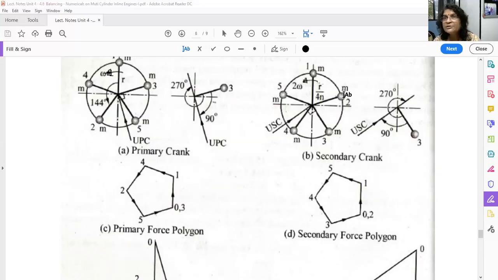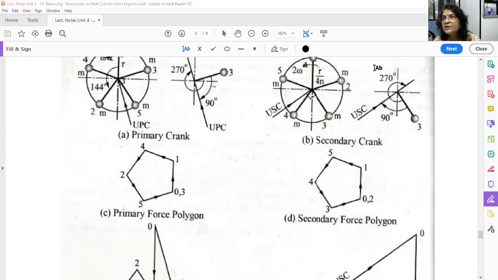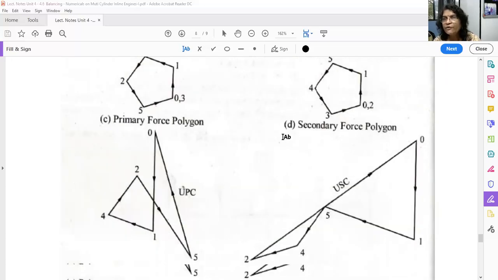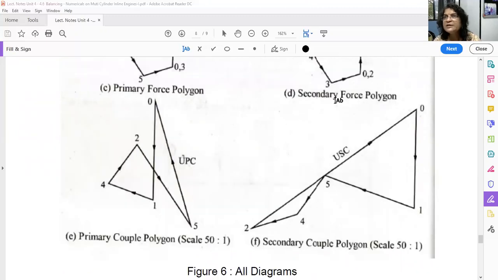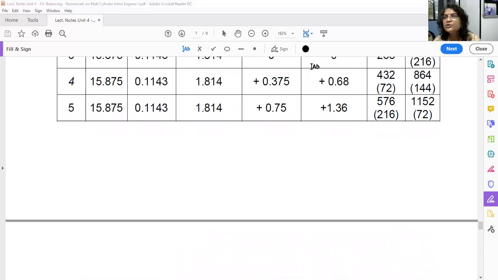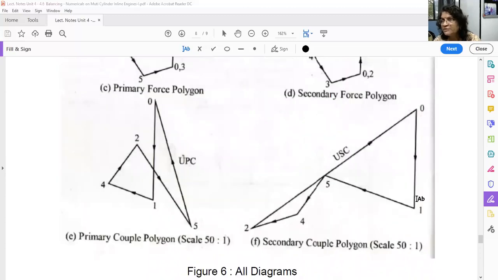Couple 2 is negative. See here, couple number 2 is negative. So the positive couple is in this direction, negative will be opposite. So from here we have drawn the opposite, that is 2. Now see, you are here. Now this couple is 0 only for cylinder number 3. So there are 4 vectors. Have you drawn 4 vectors? Let us check. From 0 to 1 first vector, 1 to 5 second vector, 5 to 4 third vector, 4 to 2 fourth vector. Now this is your ending point. This is your starting point. So from 2 to O, join this ending point with the starting point. This will be your unbalanced secondary couple.